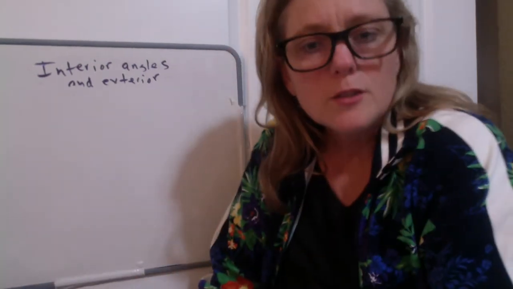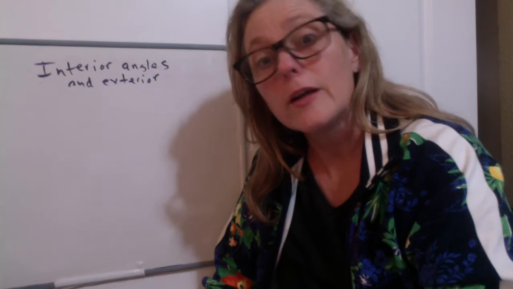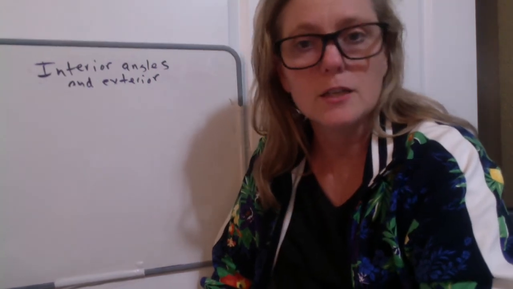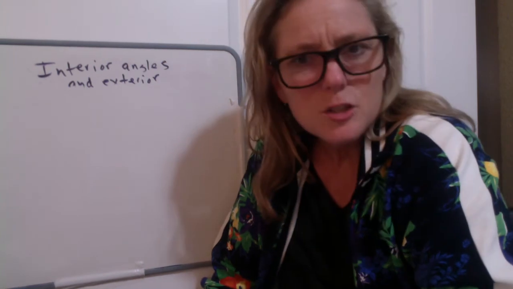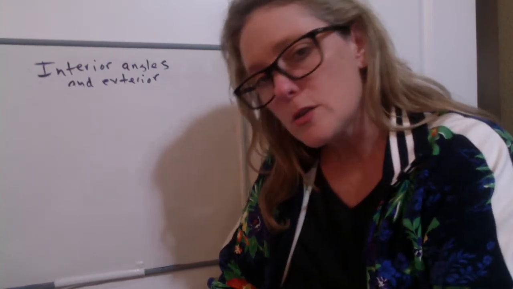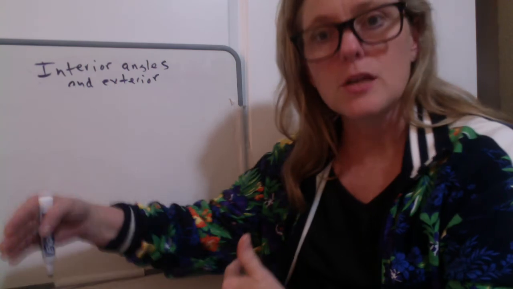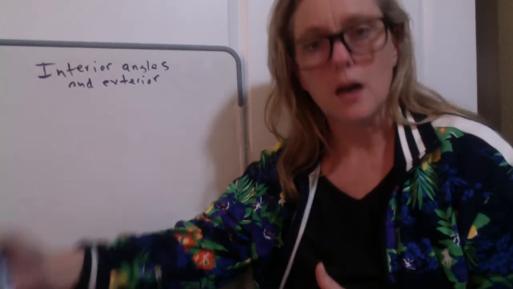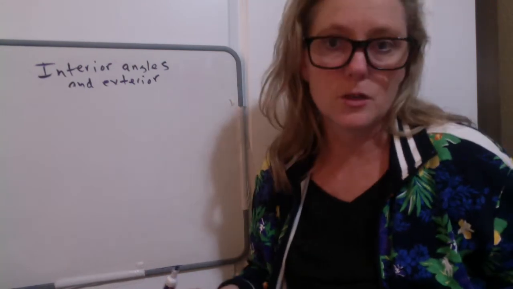So we just talked about the sum of the interior angles of any polygon will be n minus 2 times 180 degrees. So what about the exterior angles? We also noticed in the pattern that as the number of sides went up, the angle measures inside also went up. So what about the exterior angles?